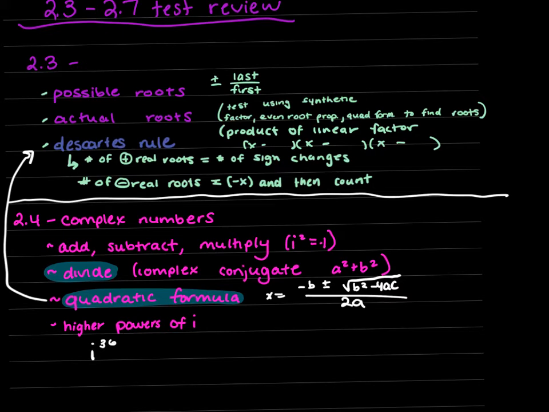Obviously you can do that by writing i times i times i times i 36 times, and then every group of 2 put a negative 1 and then multiply them out. That can be done. It just eats up a ton of time. So there is a trick. I'm going to show you what would happen first, and then I'll show you the trick to it.